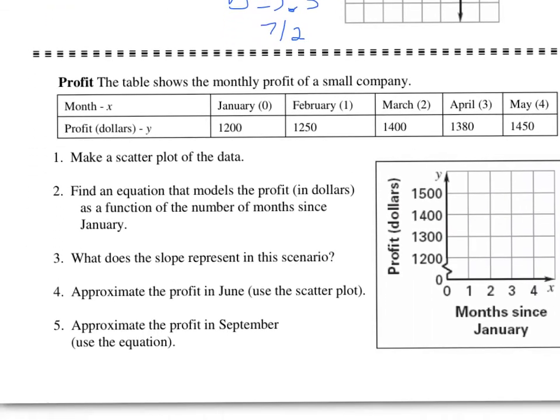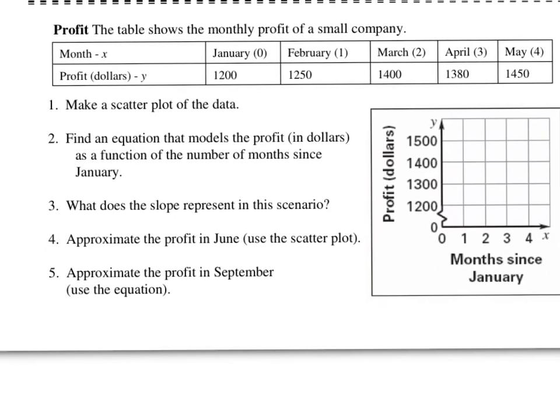Okay, below, profit. The table shows the monthly profit of a small company. So I look at the table, it's month for X, profit for Y. I see the months increasing. January starts, they're saying that's like 0. And February is going to be the first month, March 2nd, April 3rd, May 4th. And then here's the amount of profit for each of those months.